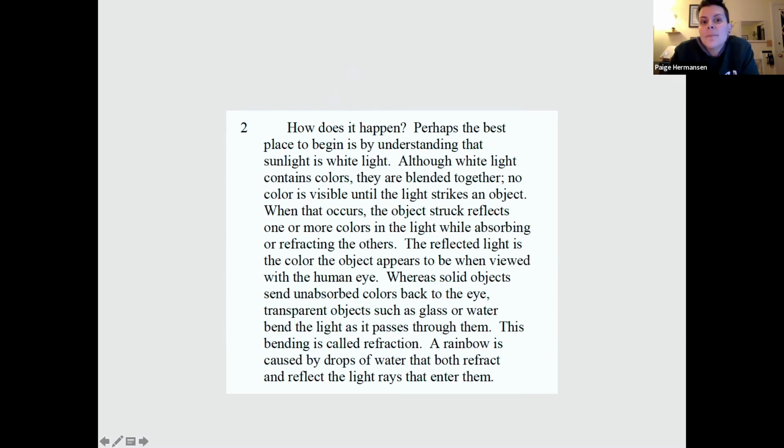How does it happen? Perhaps the best place to begin is by understanding that sunlight is white light. Although white light contains colors, they are blended together. No color is visible until the light strikes an object. When that occurs, the object struck reflects one or more colors in the light while absorbing or refracting the others. The reflected light is the color the object appears to be when viewed with the human eye. Whereas solid objects send unabsorbed colors back to the eye, transparent objects such as glass or water bend the light as it passes through them. This bending is called refraction. A rainbow is caused by drops of water that both refract and reflect the light rays that enter them.